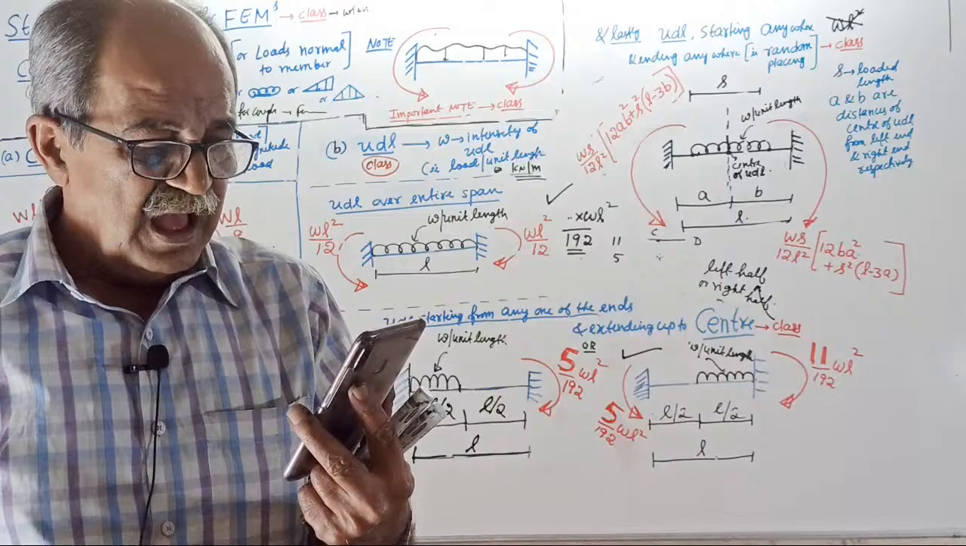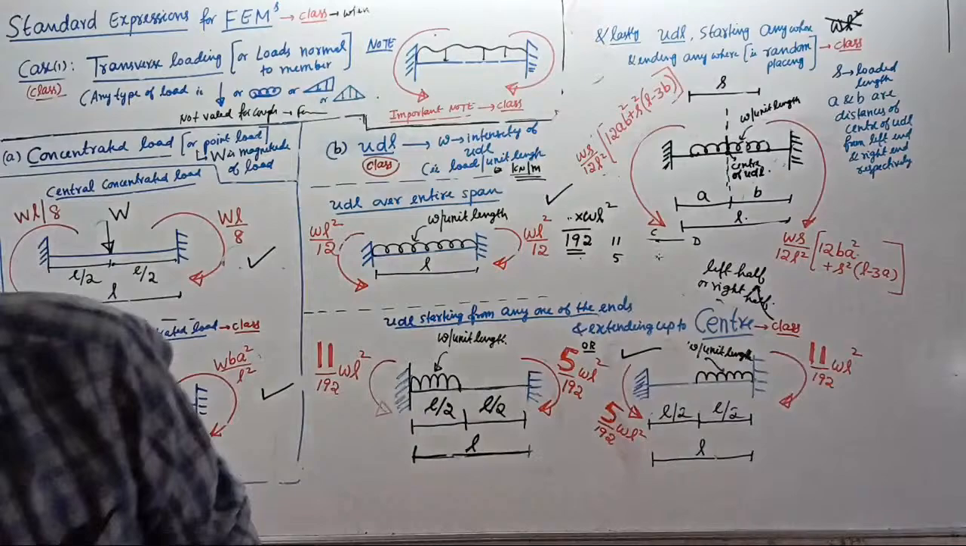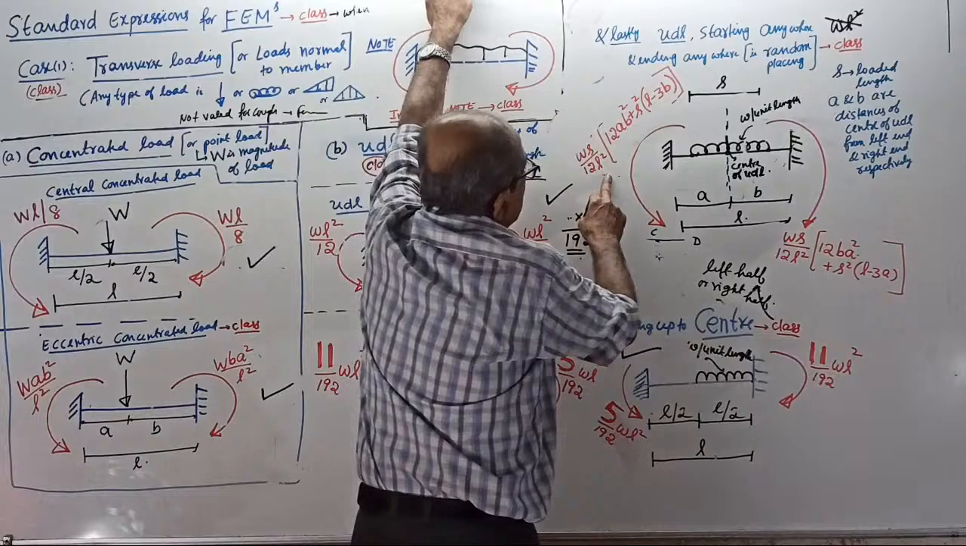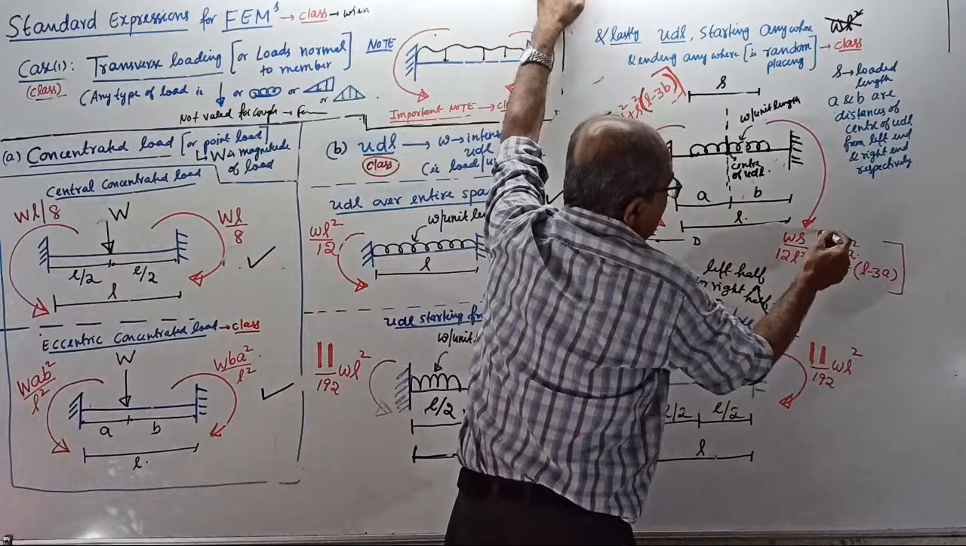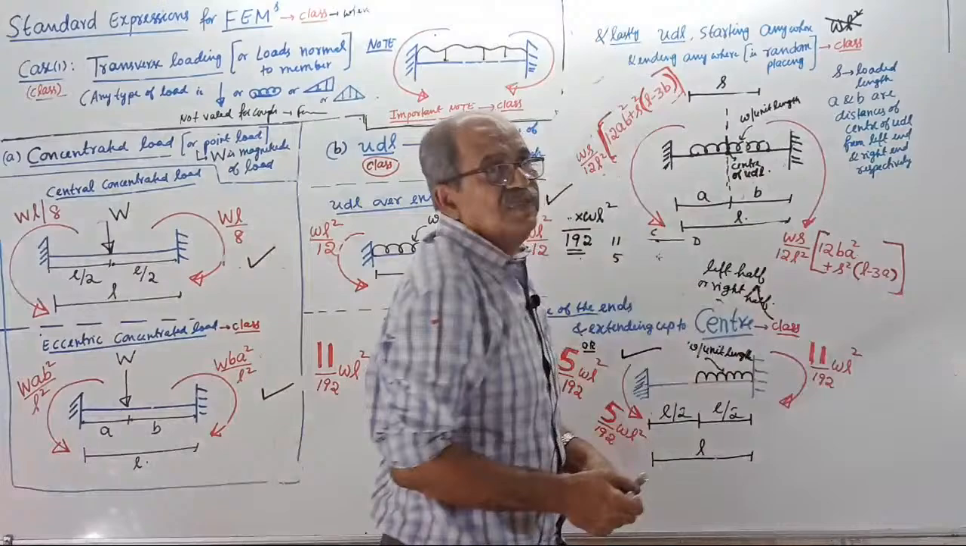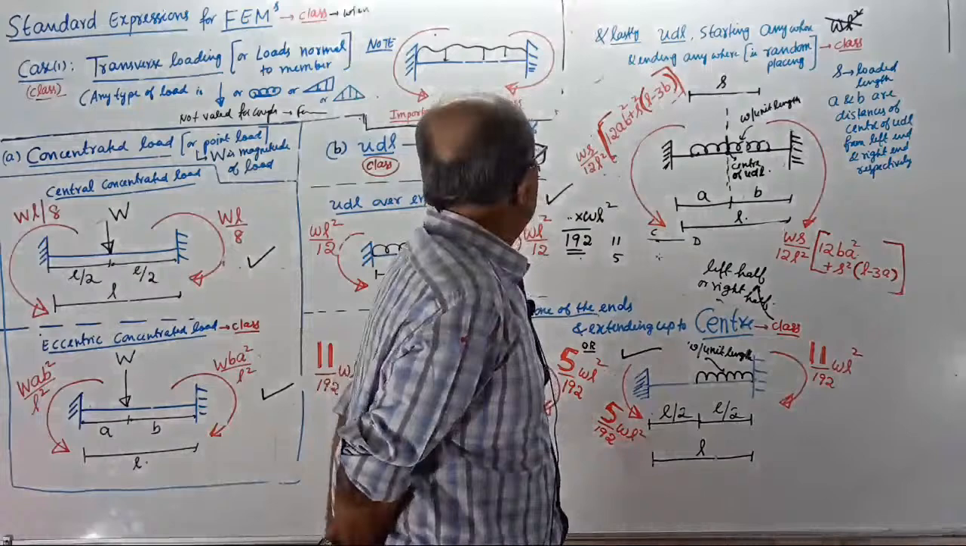Now, this formula, a lengthy formula: W S by 12 L square into a big bracket, and inside it a mini bracket. This formula is difficult to learn by heart. How to remember, sir? W S by 12 L square, 12 A B square, sir, A B confusion.